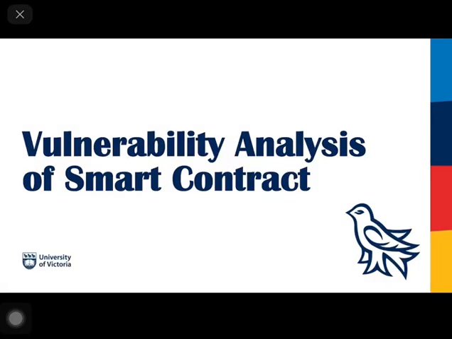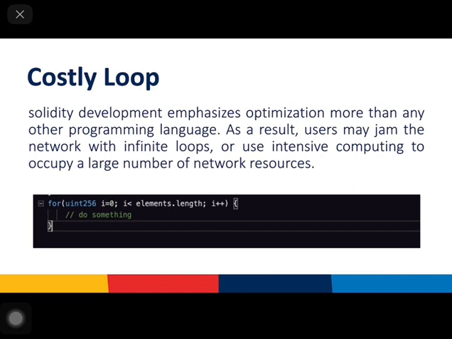Well, in this part, I would like to talk about the vulnerability analysis of smart contracts. The first vulnerability I would like to introduce is the costly loop. At the beginning, we need to know Solidity development emphasizes optimization more than any other programming language. As a result, users may jam the network with infinite loops or use intensive computing to occupy a large number of network resources, and this will lead to costly loop.